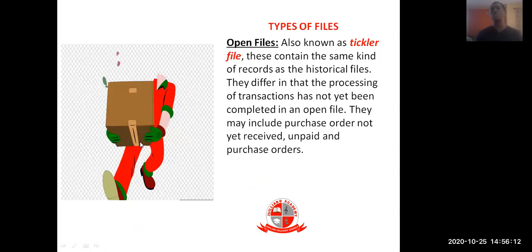So the third type of file is an open file. The open file is very similar to the historical file. But the difference between the open file and historical file is that the open file is still open, just like the name suggests. Another name for the open file is tickler file. As you can see in the image right beside it, it's an open file that's still active. So this contains records like the historical file. The difference is that processing is still on.